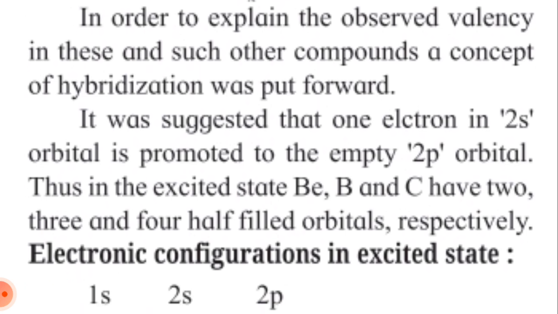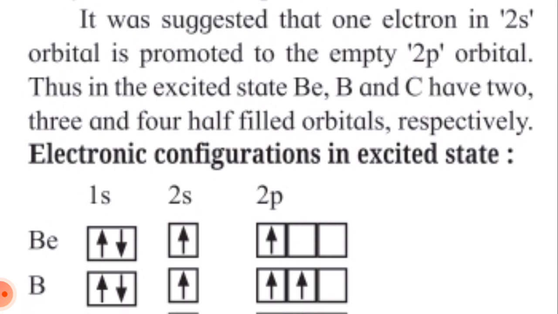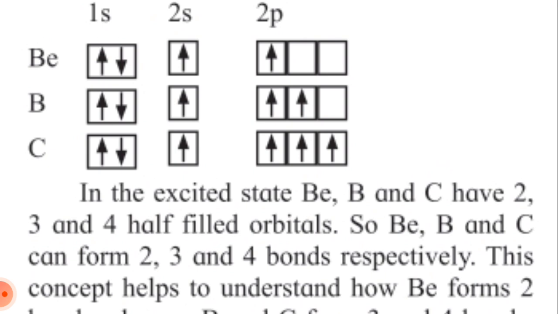In order to explain the observed valency in these and such other compounds, the concept of hybridization was put forward. It was suggested that one electron in the 2s orbital is promoted to the empty 2p orbital. Thus, in the excited state, beryllium, boron, and carbon have 2, 3, and 4 half-filled orbitals respectively. Electronic configuration in the excited state: beryllium 1s2, 2s1, 2p1; boron 1s2, 2s1, 2p2; carbon 1s2, 2s1, 2p3.